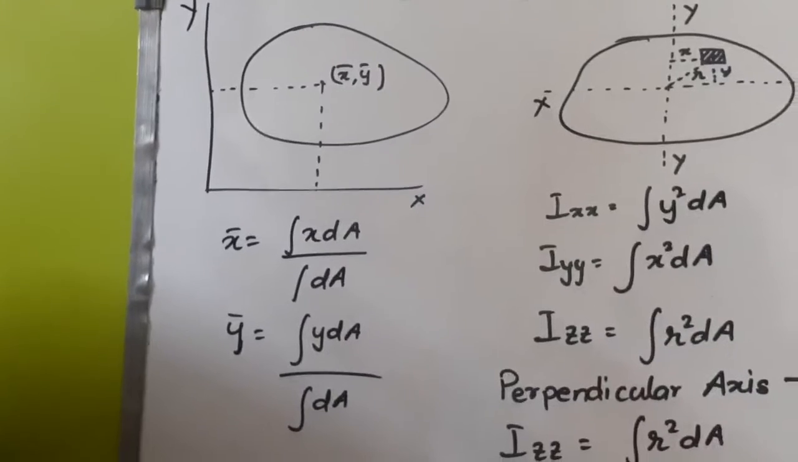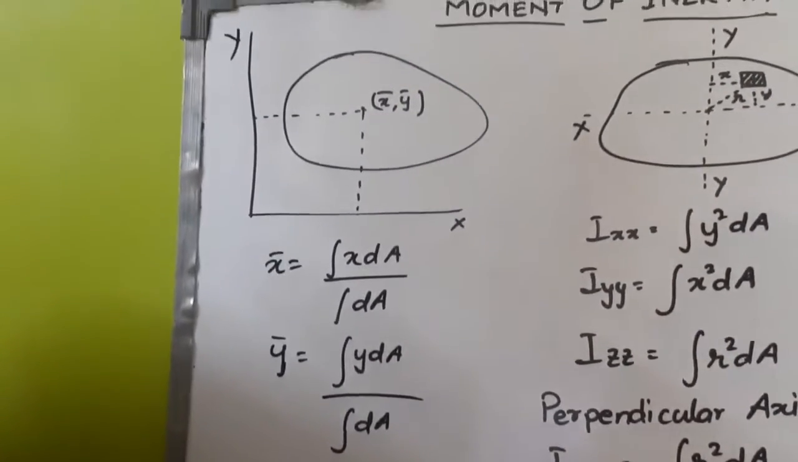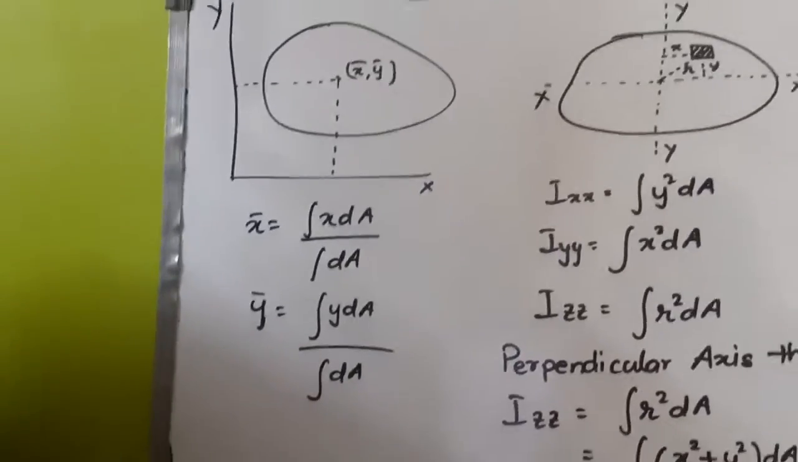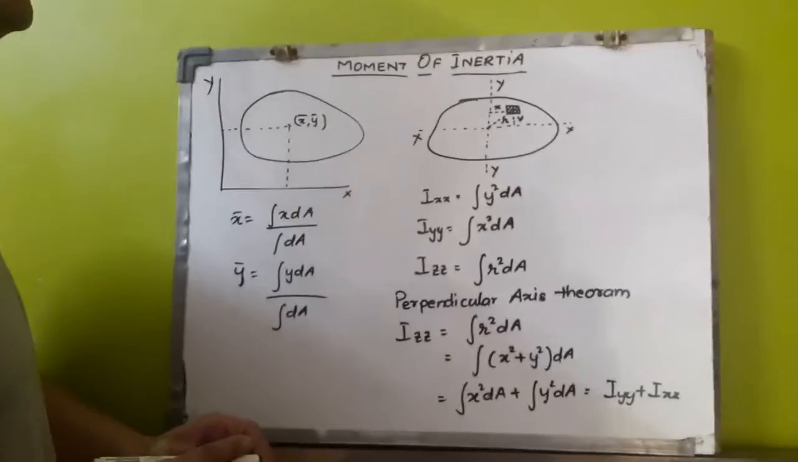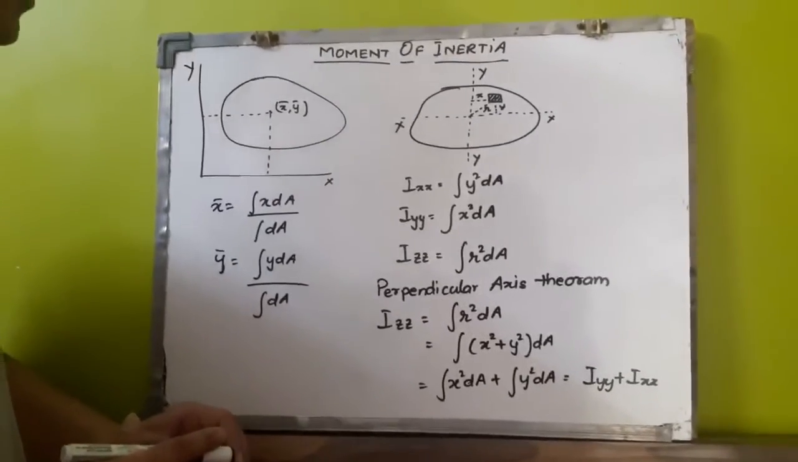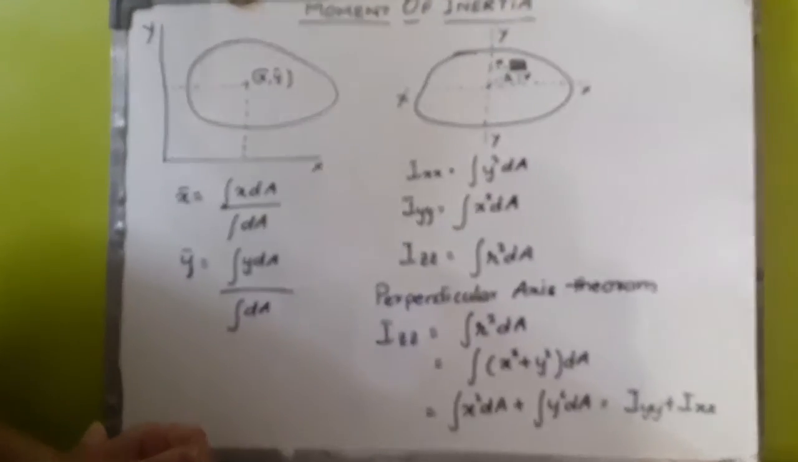So what we have done is we have divided the entire figure, one composite body, into several predefined shapes for which the magnitude of centroid is already known. We have combined them and we have found out the centroid. Now let us start with moment of inertia.